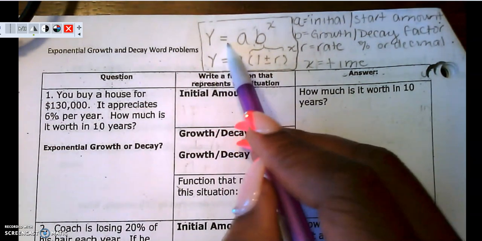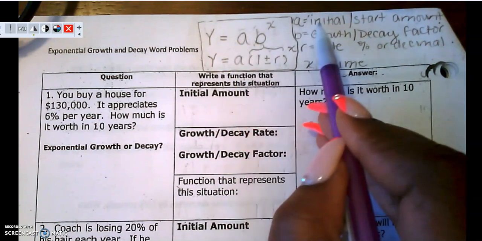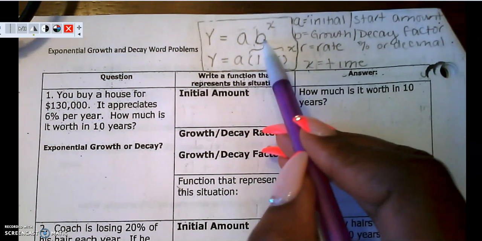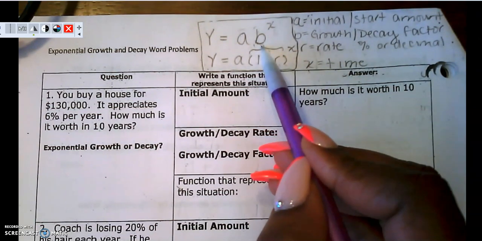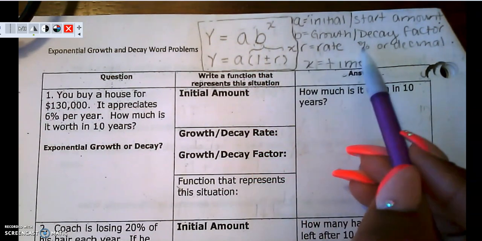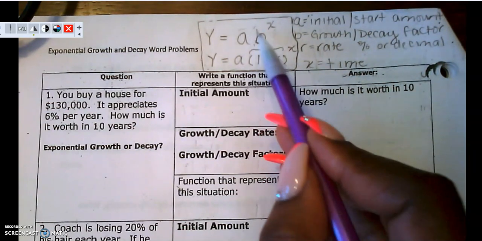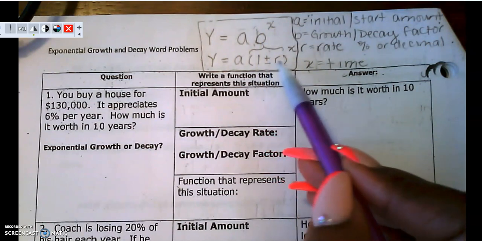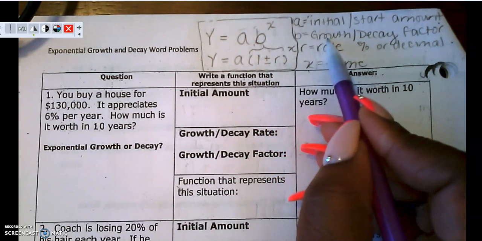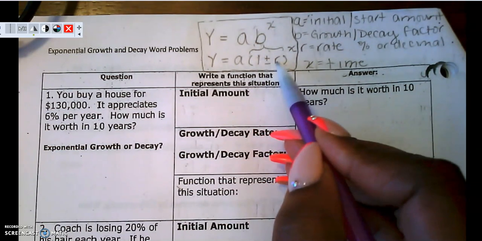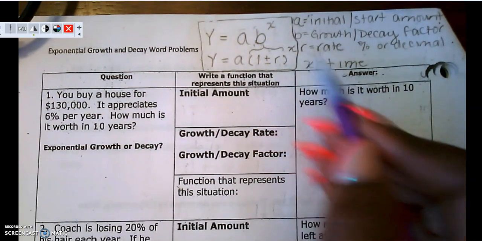We know that y is equal to a times b raised to the x is the formula we're going to be using. We know that a is the initial or the start amount. We know that our b is our growth or decay factor. Now, if we're dealing with a specific rate, our rate is usually either percent or a decimal, but if we're dealing with a specific rate, that b gets branched off into 1 plus or minus r. So we use 1 plus r when we're dealing with a growth, but we use 1 minus r when we're dealing with a decay. And of course, our x is in fact our time.